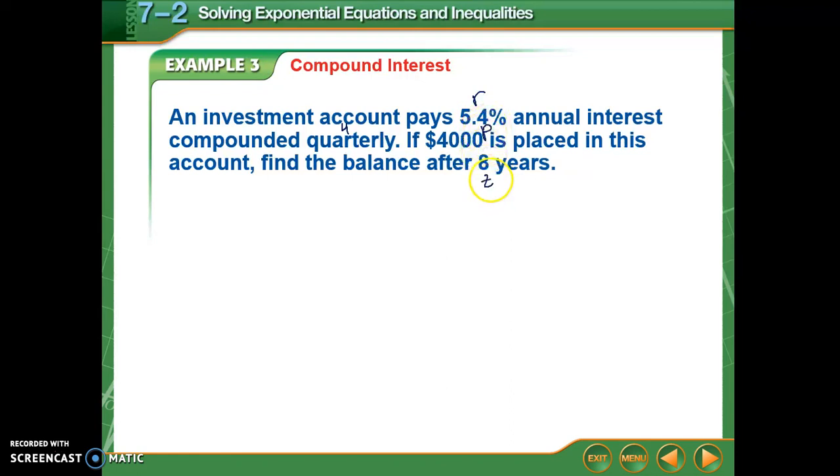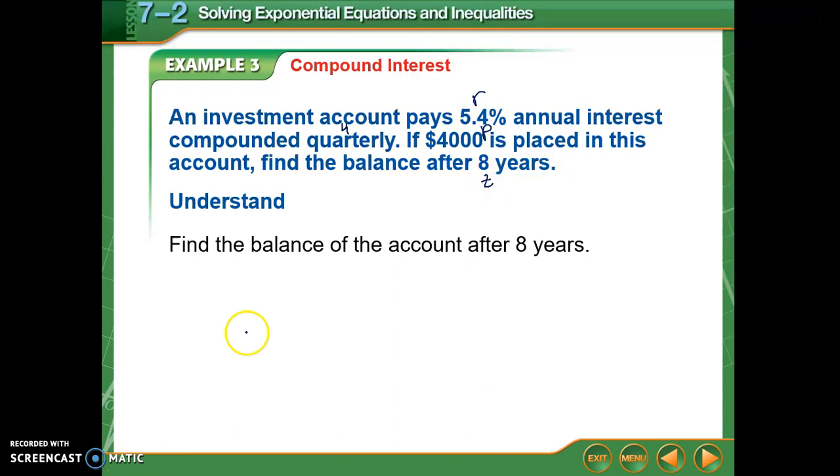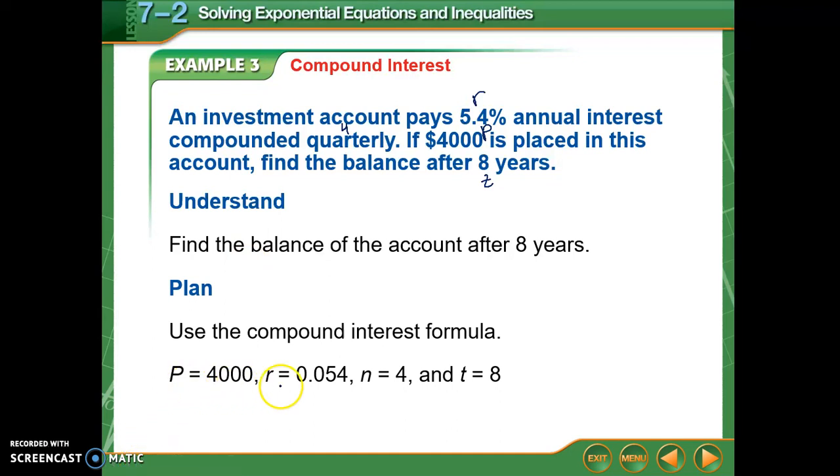Find the balance after 8 years, which is t. So we're just going to plug those things into our formula. We want to find how much is in the account after a total of 8 years. We're going to use that formula. Again, make sure you write out what you know. Notice that R is not 5.4, it's 0.054 because I have to change from percent to decimal.